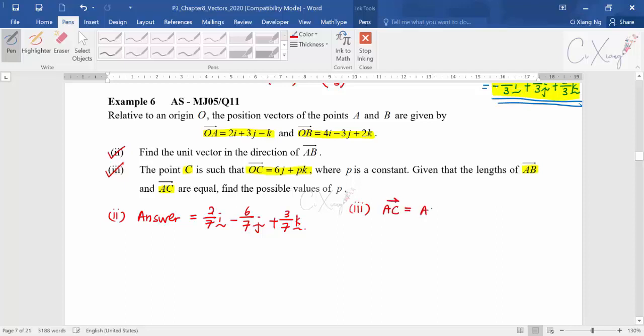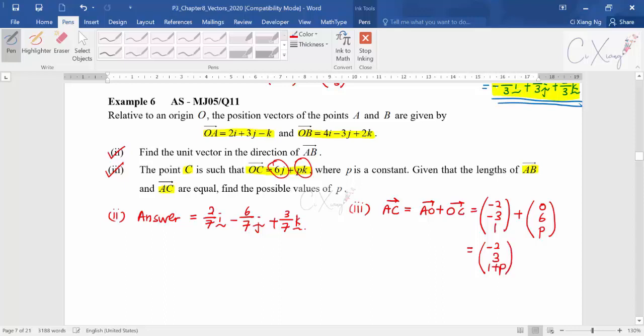Okay, so AC means AO plus OC. If I try to do it now, AO means (-2, -3, 1). Then plus OC. For OC, you see that there's only 6j and pk, right? There's no i, so no i means 0i. That's 6j and then pk. So your AC should be (-2, 3, 1 plus p).